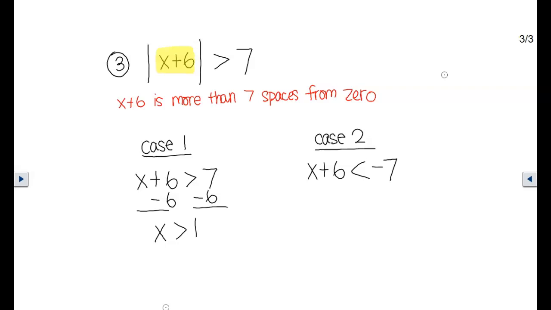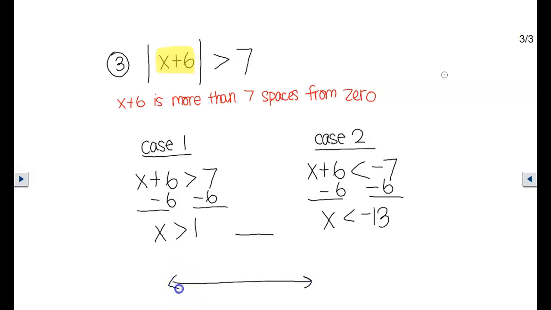All right, for case 2, I need to solve for x. So if I have x plus 6 is less than negative 7, to solve for x, I would need to subtract 6 again. So that's going to give me x is less than negative 13. Now, right here in the middle, I'm going to need an and or an or. So to figure out which one I need, let's put this thing on a number line.